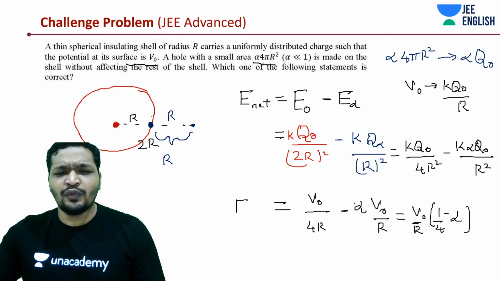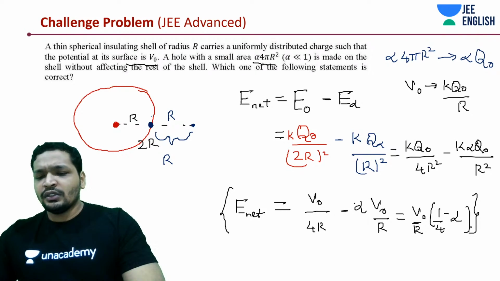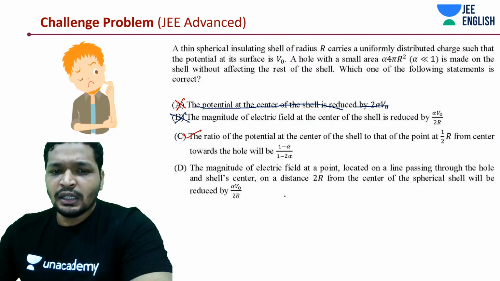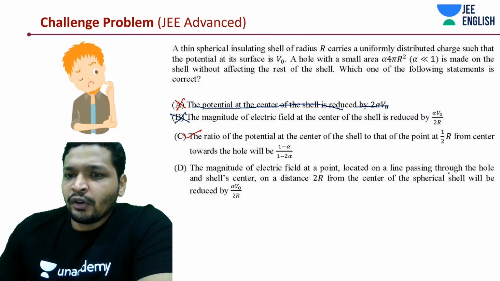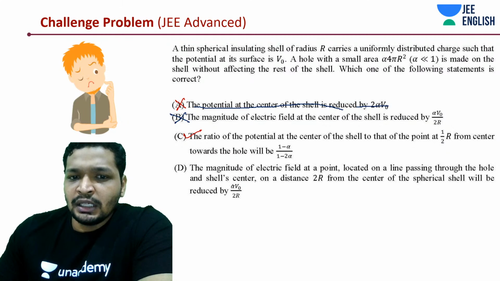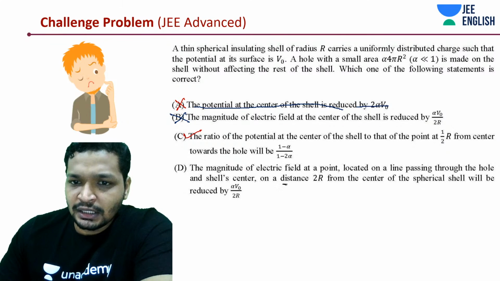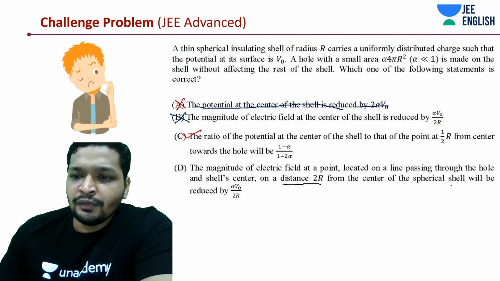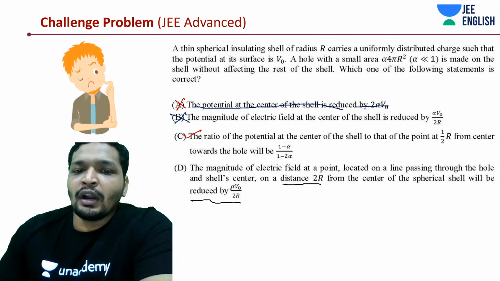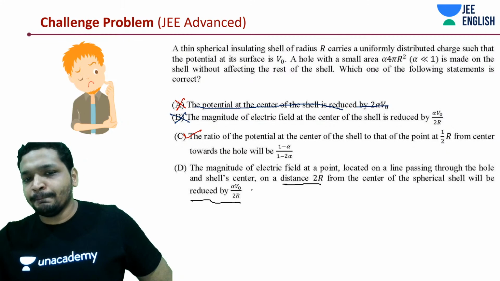Let's analyze it. Now this is about electric field, but you don't need to do this in the exam. This is just for your understanding. So what have they asked us? The magnitude of electric field at a point located on a line passing through the hole and the shell center, at a distance 2R from the center of the spherical shell, will be reduced not by alpha V naught by 2R, but rather alpha V naught by R. So this is also wrong.